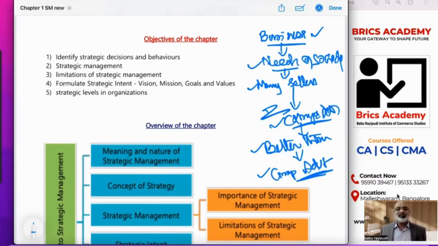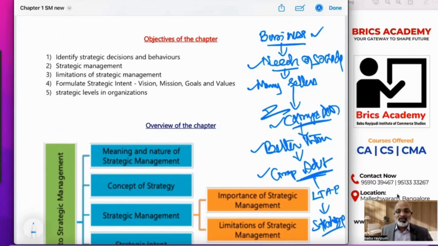Okay. Now, what is this competitive advantage? Everybody will try to achieve competitive advantage. If you want to achieve competitive advantage, you need to have a long-term action plan, LTAP. This long-term action plan to achieve competitive advantage is called strategy. So, what is a strategy? Strategy is a long-term action plan to achieve competitive advantage. What is competitive advantage? Doing business activities better than others.